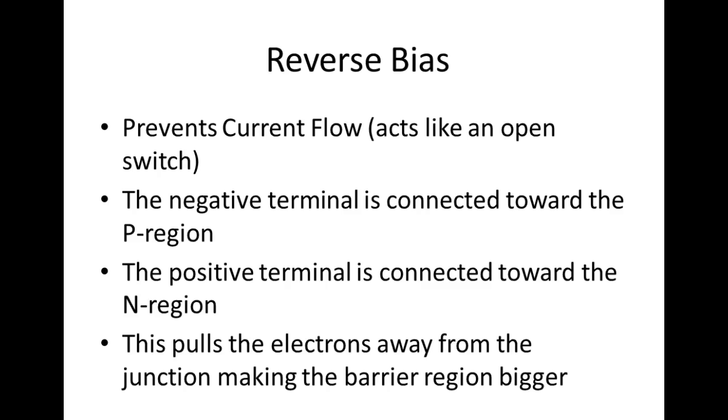So it prevents current flow and acts like an open switch. The negative terminal is connected toward the P region. The positive terminal is connected toward the N region. This pulls electrons away from the junction and makes the barrier region bigger. The bigger the barrier region, the more opposition it has, right?